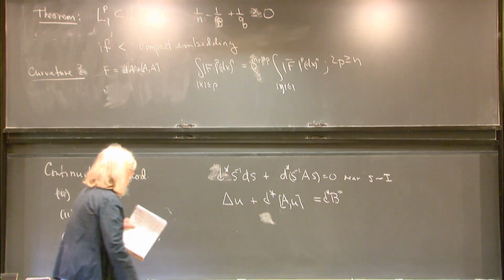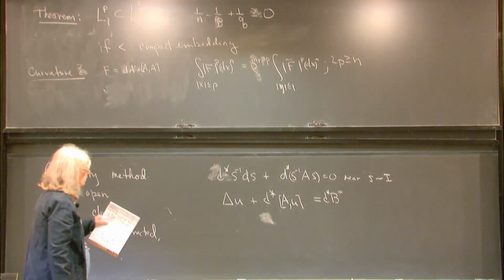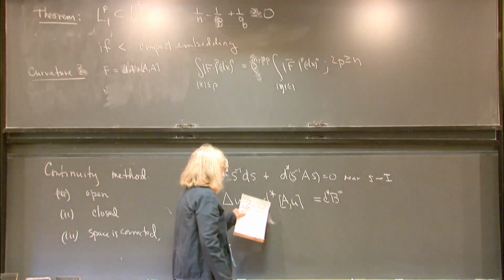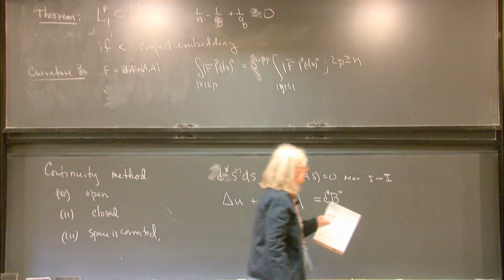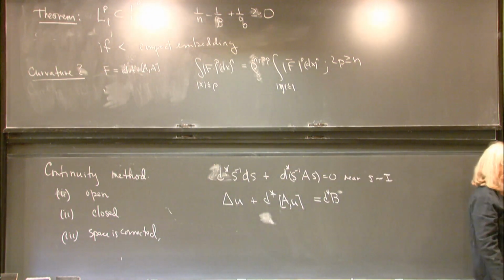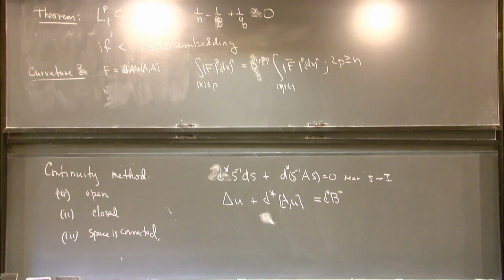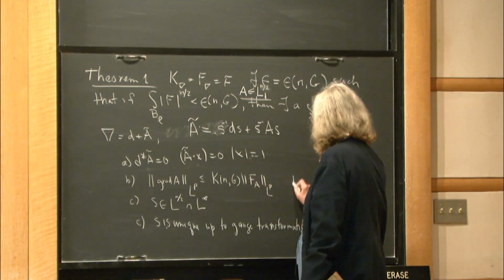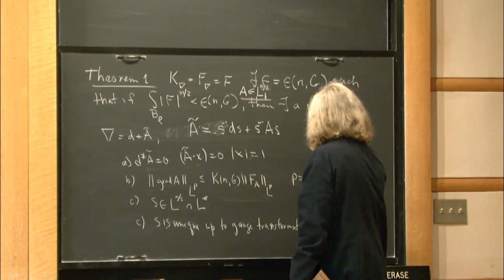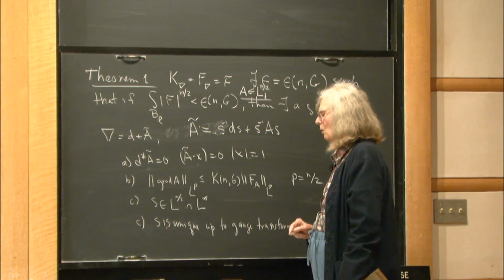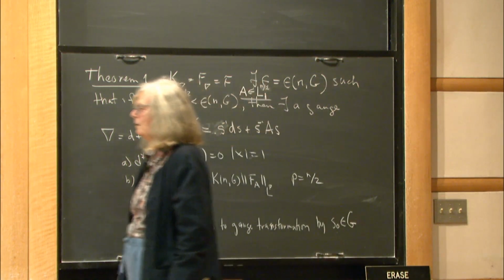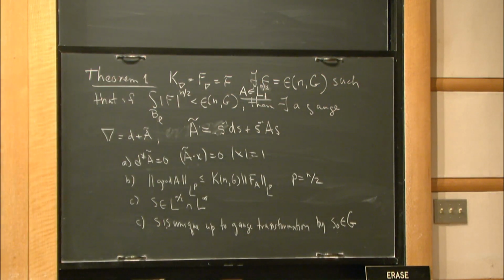I'm sorry, I'm not in 4 dimensions. But A has to be small in the appropriate space. But that's all built into the hypothesis of the theorem, namely that we have to have an estimate on the gradient of A, which is with P equal n over 2. And we know we have that. So the gradient of A is small in the appropriate space, and we can invert this operator in the space.